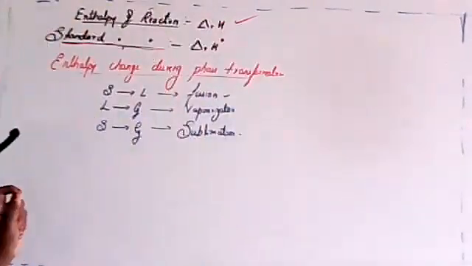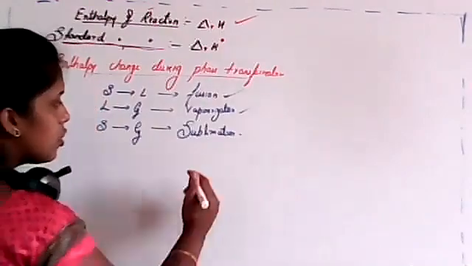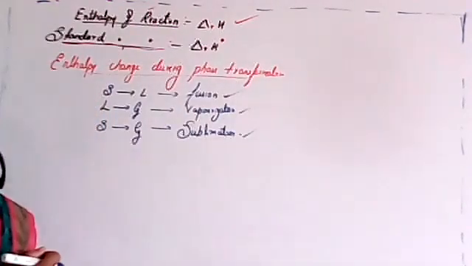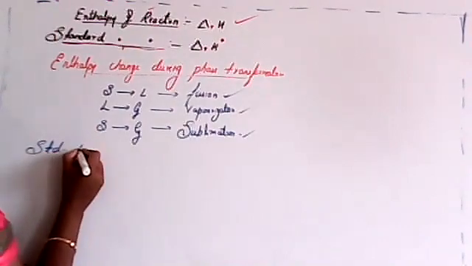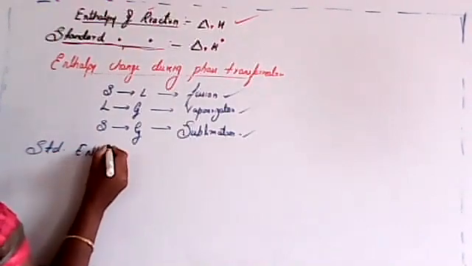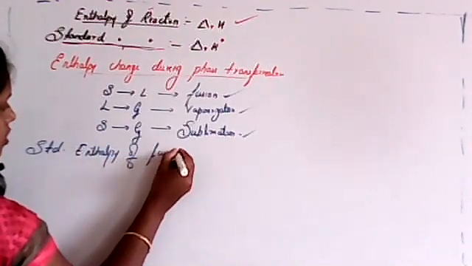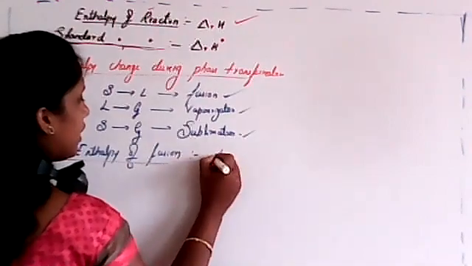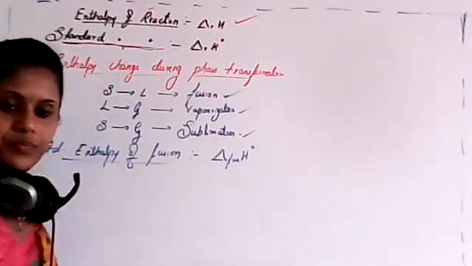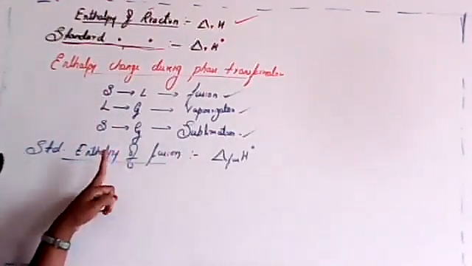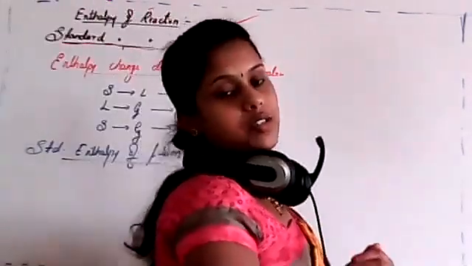So now we have to find the enthalpy of fusion, the enthalpy of vaporization, and the enthalpy of sublimation. First one, I'll consider the standard enthalpy of fusion. That is indicated by delta FUS H with a naught. Clear? Standard enthalpy of fusion. What do you mean by standard enthalpy of fusion, student?